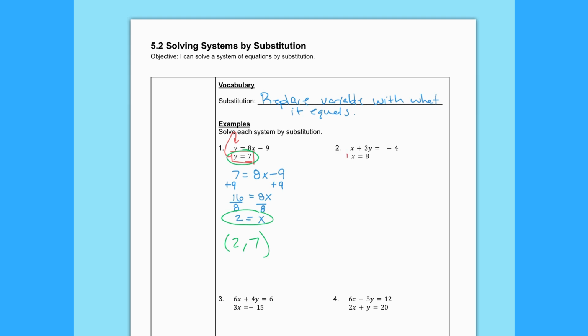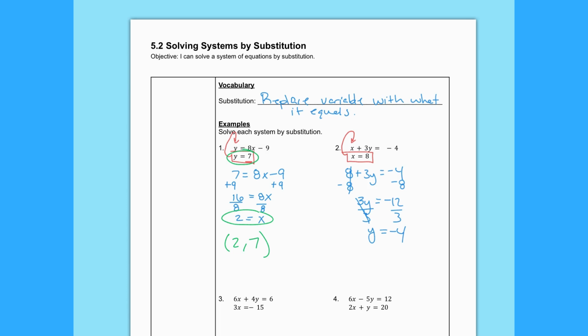So we already know that x is 8. So I'm going to go up here, I'm going to plug in and replace the x with the 8 because they're the same thing, they're equal. So then I'm going to have, instead of x, 8 plus 3y equals negative 4. And then I'm going to solve like normal. So minus 8 from both sides to make that 0. It's going to be negative 12. And then divide both sides by the 3. Y is going to equal negative 4.